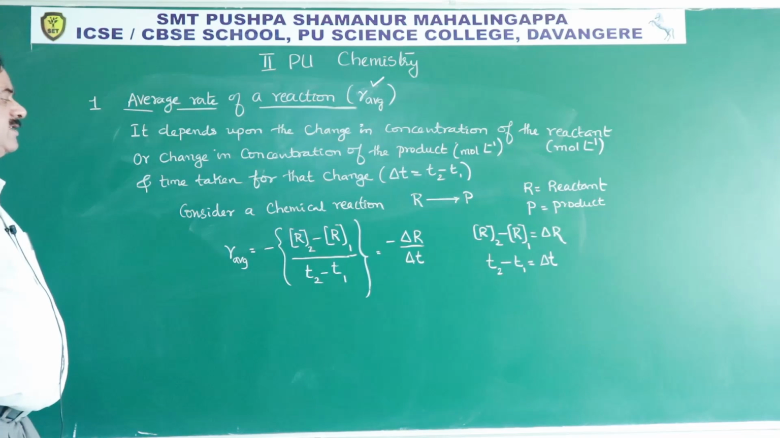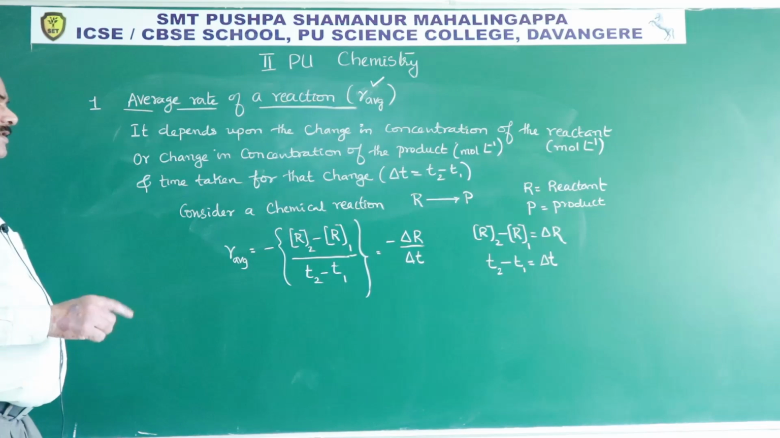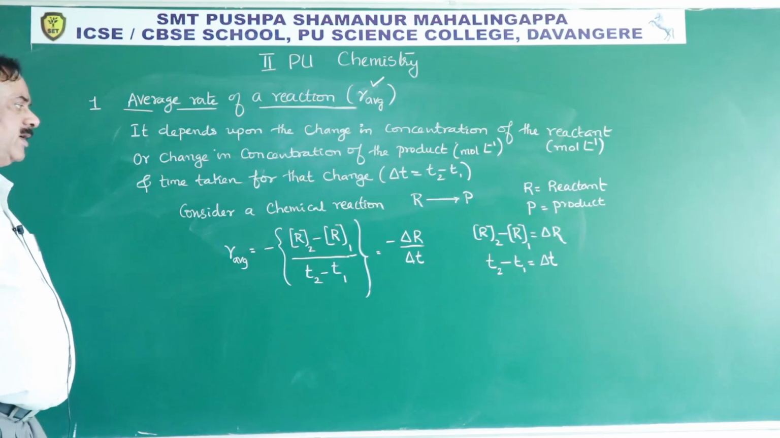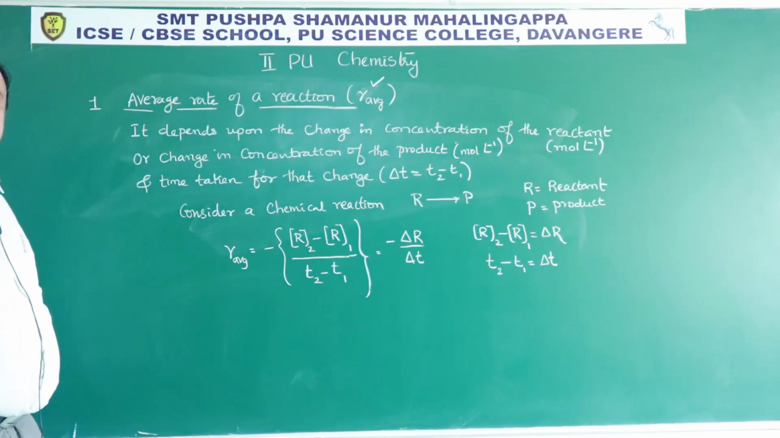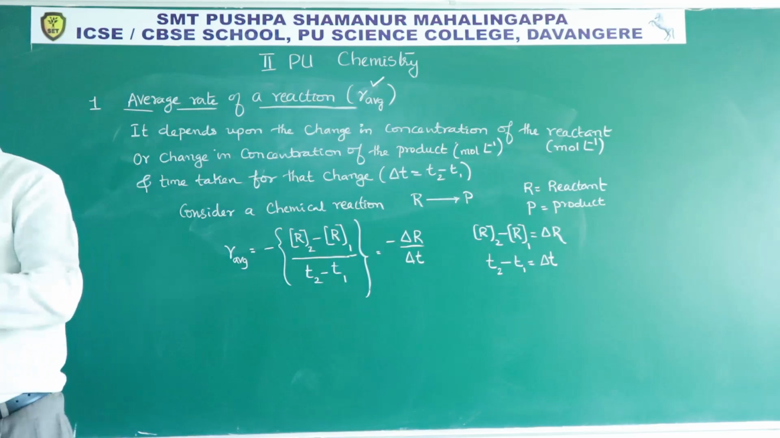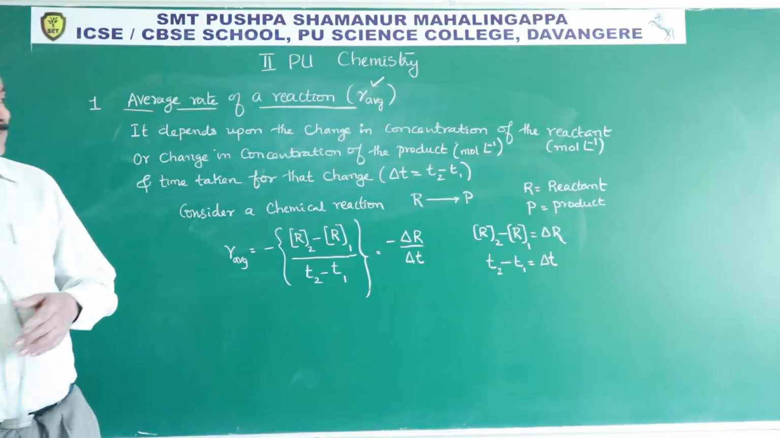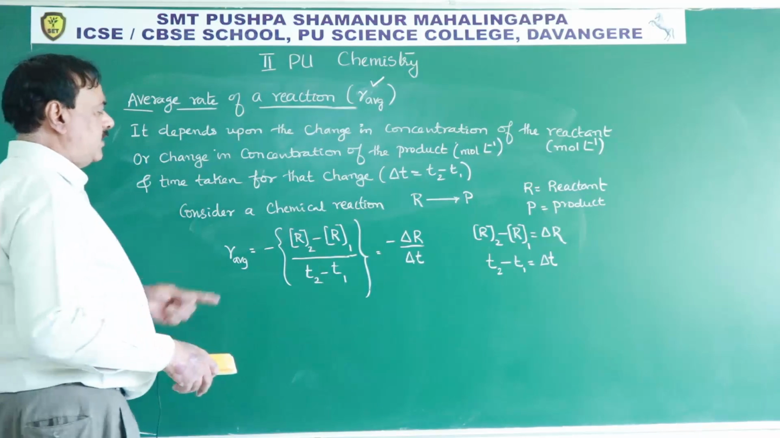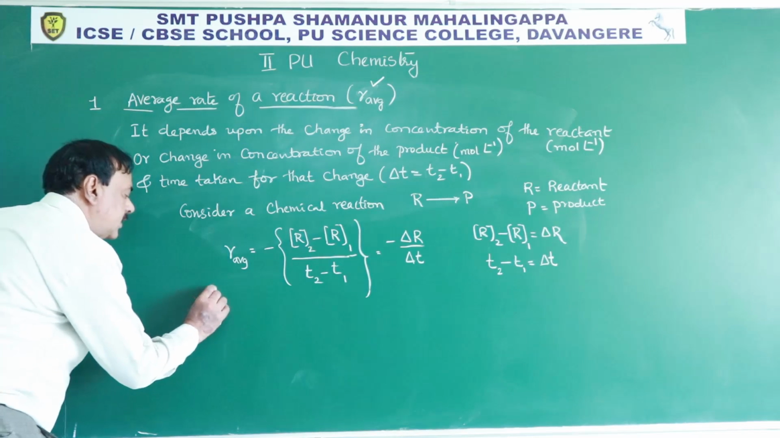What do you mean by R2? That is the final concentration of the reactant, or the concentration of the reactant at an instant of time t2. What is my R1? R1 is the initial concentration of the reactant at an instant of time t1. You have to specify R2 and R1: R2 is the molar concentration of the reactant at T2 and R1 is the molar concentration of the reactant at T1.